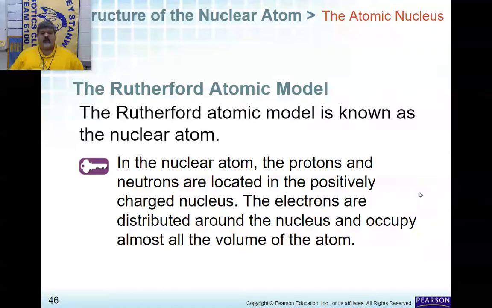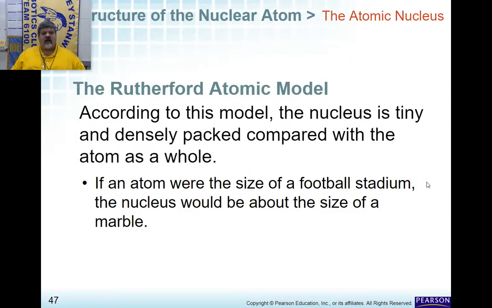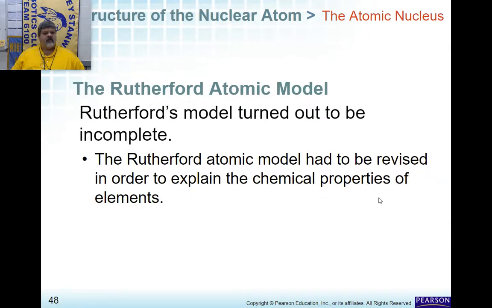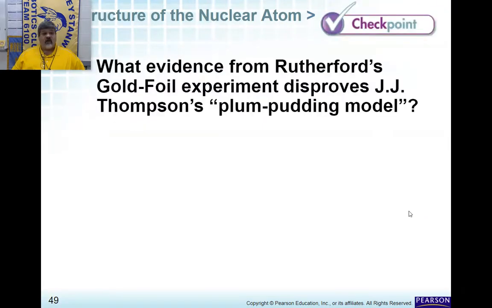The electrons are distributed around the nucleus and occupy most of the volume, but we don't know exactly where they're at. We can't see where they're at, and that's where you see just kind of an electron cloud. So according to Rutherford's model, the nucleus is tiny, densely packed compared to the whole atom. So Rutherford's model turned out to be incomplete. His model had to be revised in order to explain the chemical properties of elements. And we'll talk about that later.